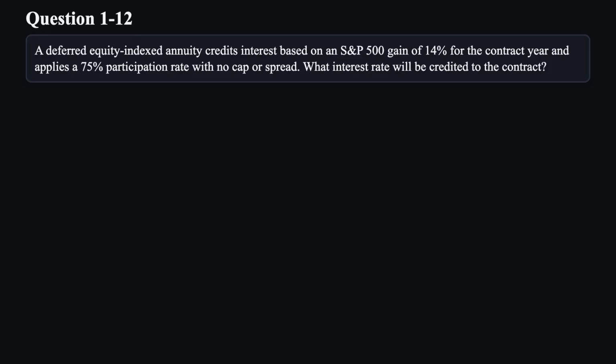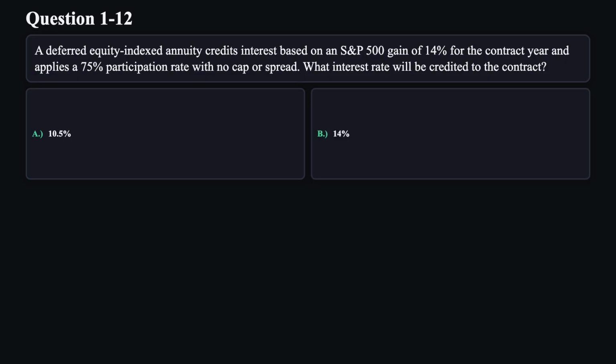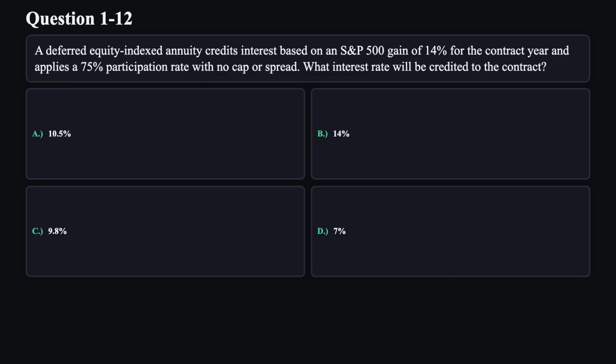Question 12. A deferred equity indexed annuity credits interest based on an S&P 500 gain of 14% for the contract year and applies a 75% participation rate with no cap or spread. What interest rate will be credited to the contract? A. 10.5%. B. 14%. C. 9.8%. D. 7%.